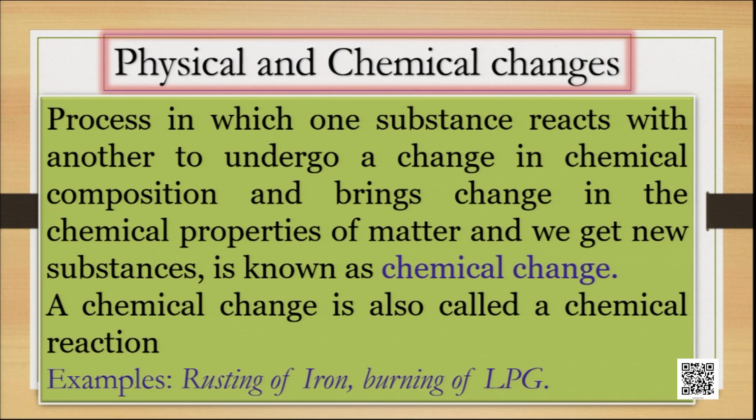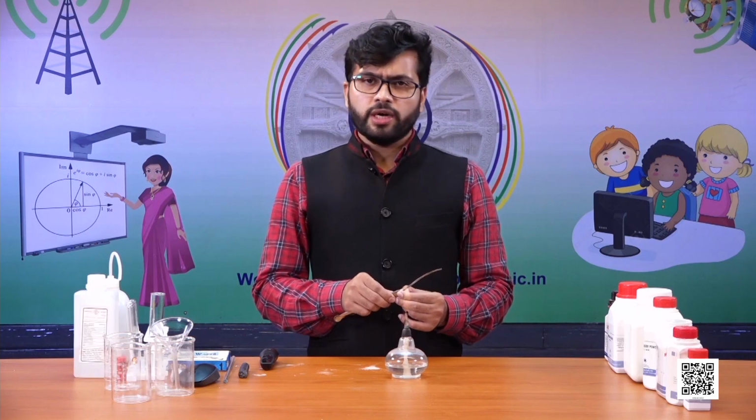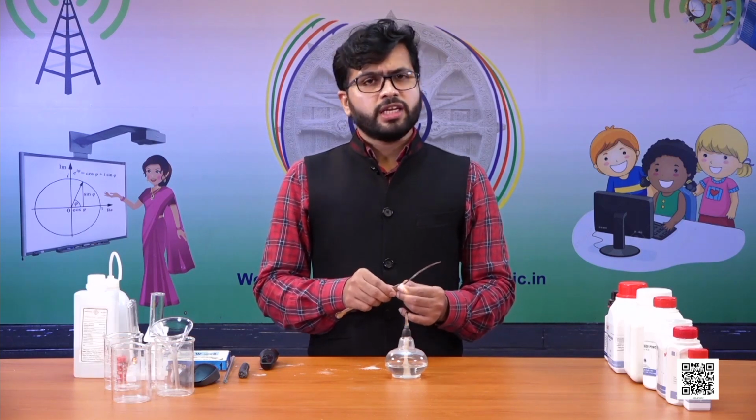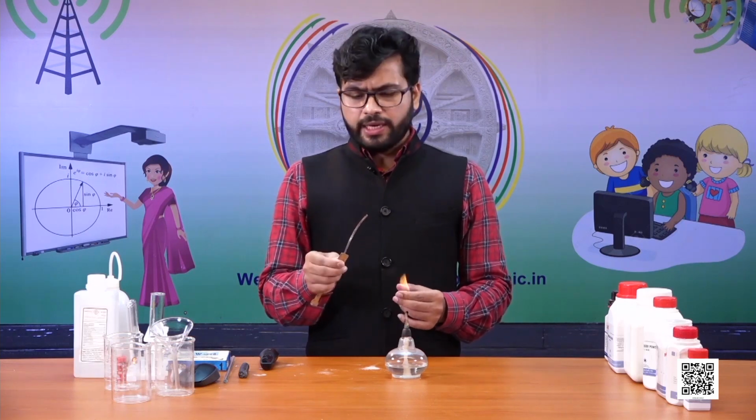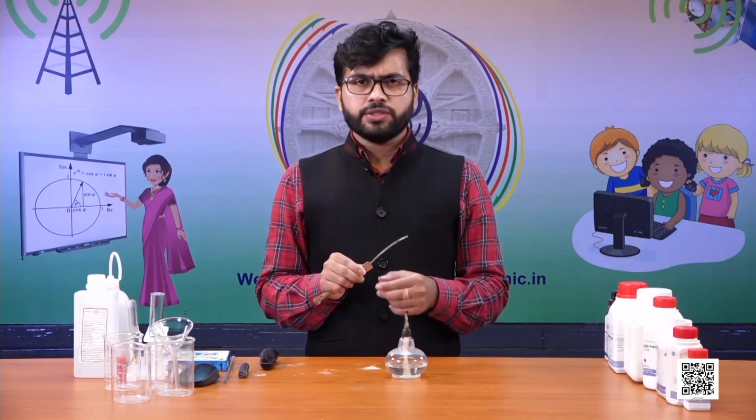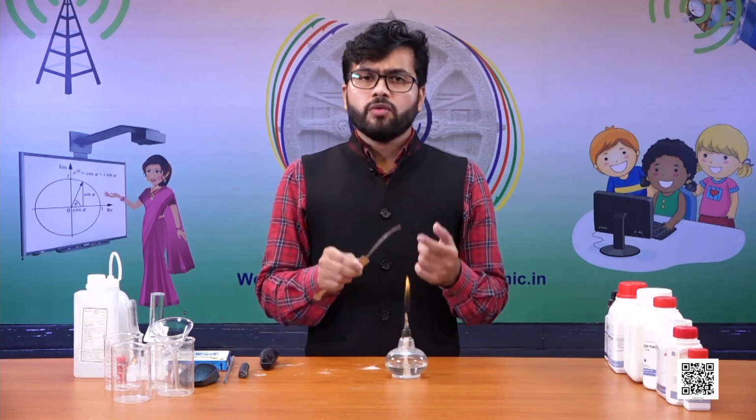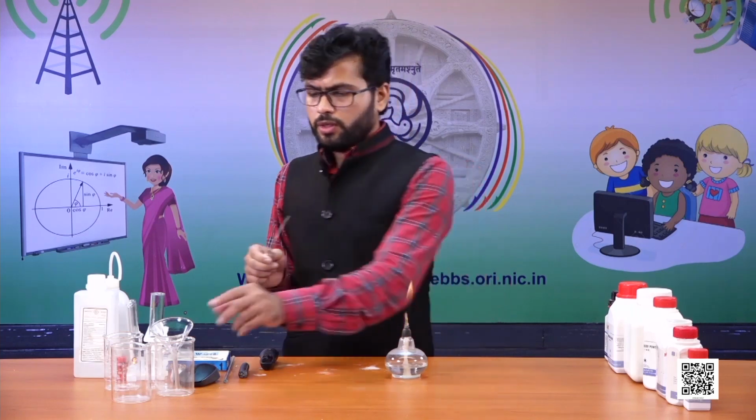Examples of chemical reactions: rusting of iron, burning of LPG. All these are examples of chemical changes. So, let us perform certain activities to understand chemical changes in a better way. I have taken a cleaned magnesium ribbon, and as you can see, I am going to put it into the flame, and let us observe what change takes place.